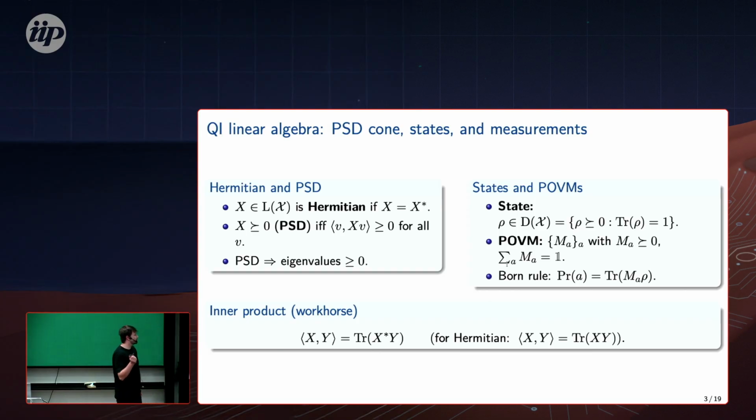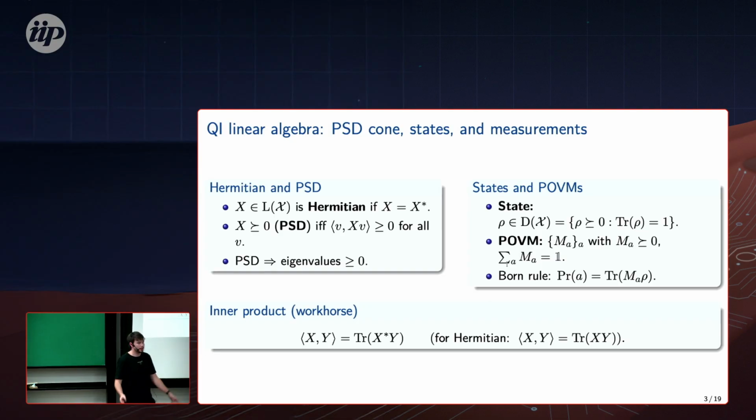Now, just the basic notation for quantum information theory. So we're going to call D of x all the density matrices on the space, so trace one positive semidefinite matrices. And we're going to call POVMs a collection of matrices that are positive and sum up to identity, and these can be interpreted as measurements, right? And the probability of a certain outcome is given by Born's rule, so just trace of M_a rho.